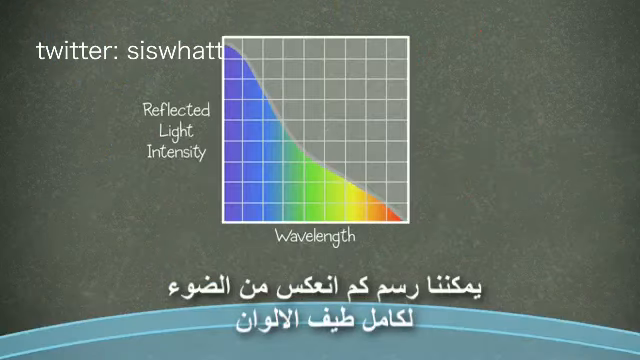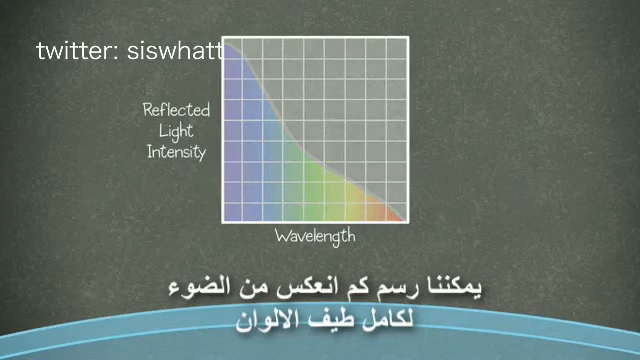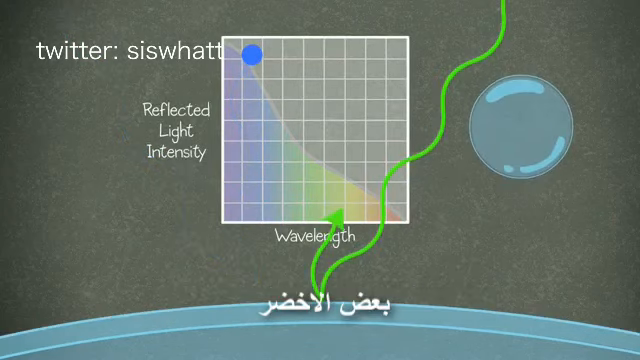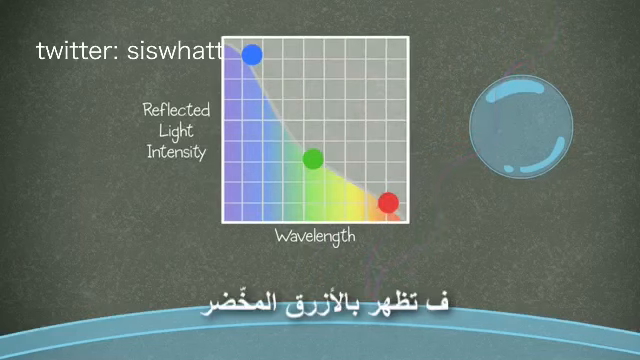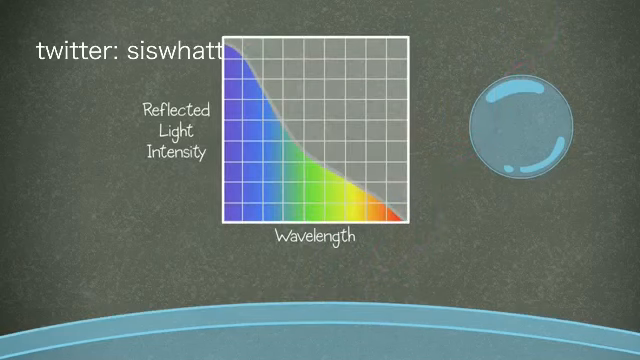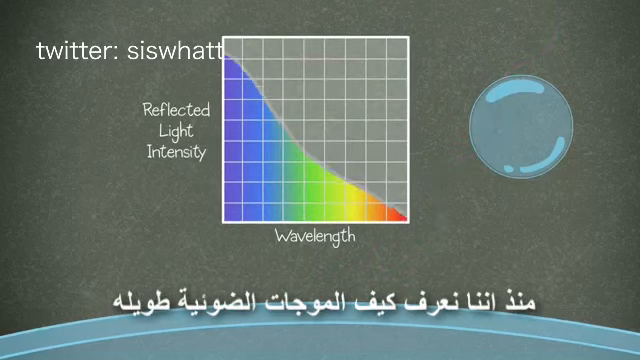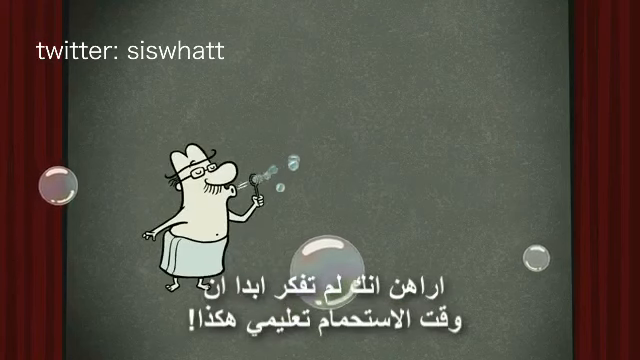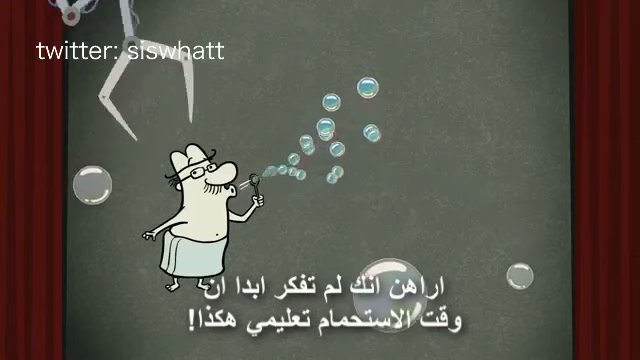We can plot how much light is reflected for the entire color spectrum. This bubble has lots of blue, some green, and very little red, so it appears greenish-blue. Since we know how long light waves are, we can look at the color of the bubble and determine the thickness. I'll bet you never thought bath time could be so educational.